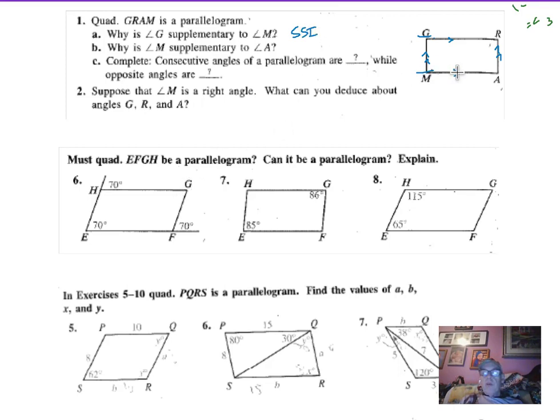Why is M supplementary to A? Same argument. You got these parallel lines. This is the transversal. These are same side interior angles. They have to be supplementary. That's again because of same side interior angles in the parallel lines. Consecutive angles of a parallelogram are supplementary, while opposite angles are congruent.